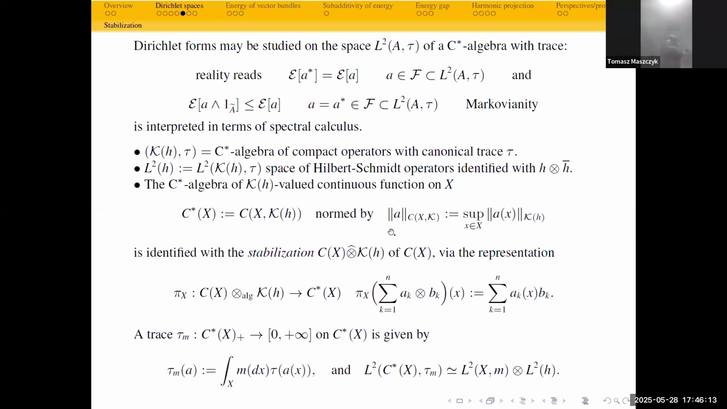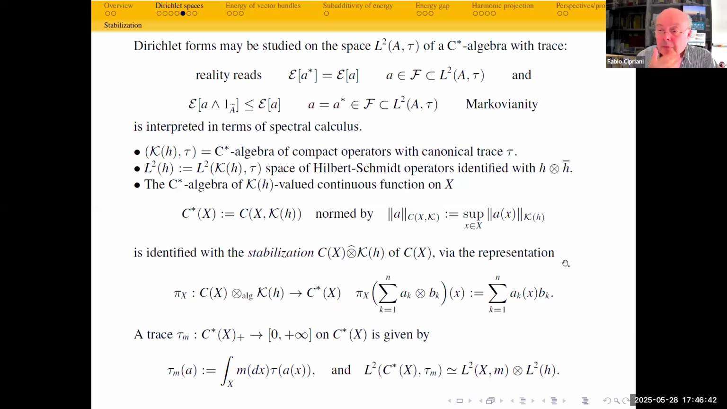This algebra is naturally normed by this formula. And one recognizes that this is the stabilization of the commutative C-star algebra C of X. By this we mean the tensor product of C of X by the elementary algebra of compact operators. Sorry, Tommy, do you have a question?